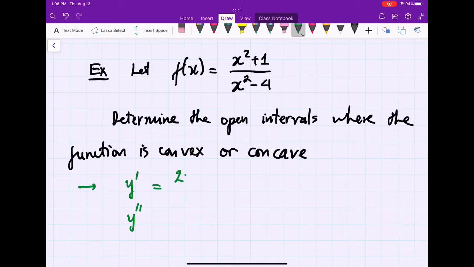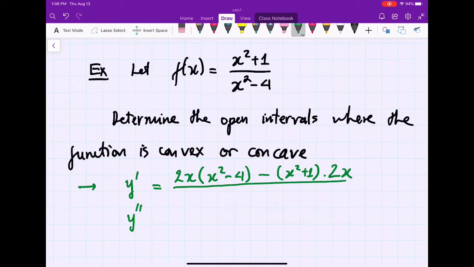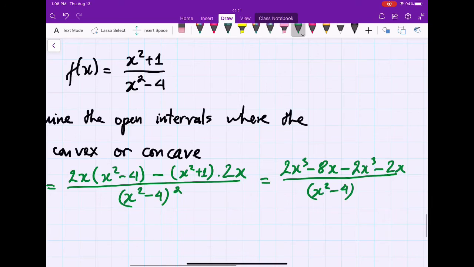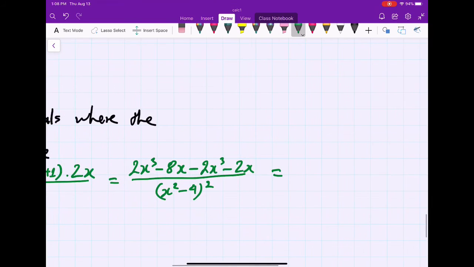Okay, so the first derivative is equal to 2x times (x squared minus 4) minus (x squared plus 1) times 2x. We use the quotient rule, right? Here we have (x squared minus 4) squared in the denominator, and we simplify this: we get 2x cubed minus 8x minus 2x cubed minus 2x over (x squared minus 4) squared, and then that is negative 10x over (x squared minus 4) squared.